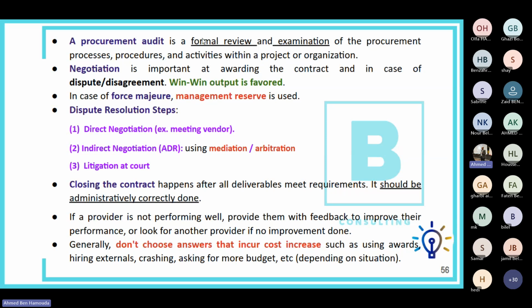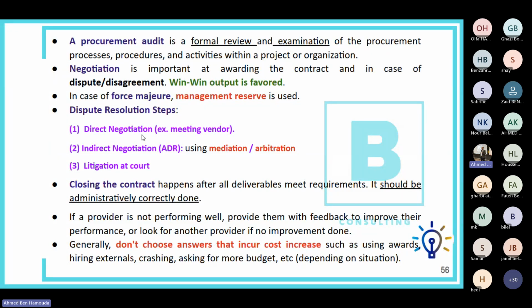In case of a force majeure, like a natural disaster, for example, the management reserve is to be used. This is supposed to be mentioned in the contracts. That's why you put it also here in the procurement, and we will see it later in the risk management.